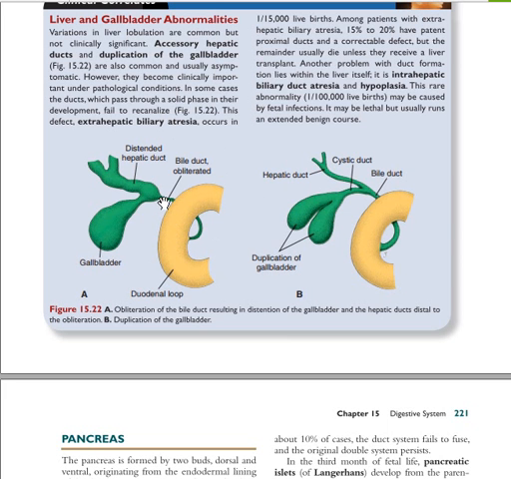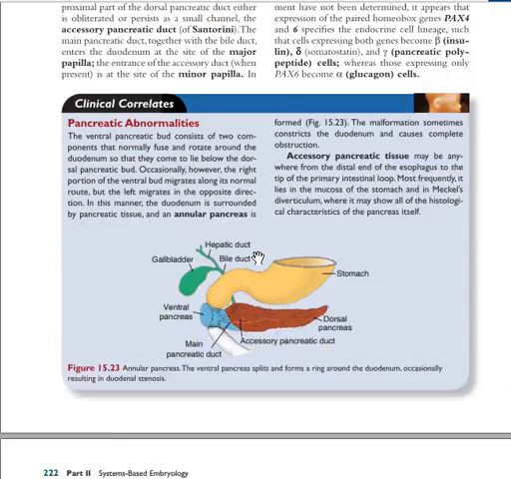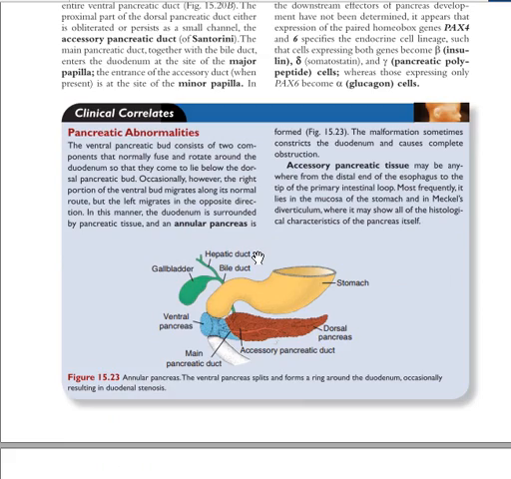That's the first disorder. Second disorder, you have duplication of the gallbladder. Duplication of the gallbladder does occur because of the embryologic origin of the gallbladder and all that. So you have also intrahepatic bile duct atresia, and all that, or hypoplasia. Now the next clinical correlation is a clinical correlation for the pancreas.